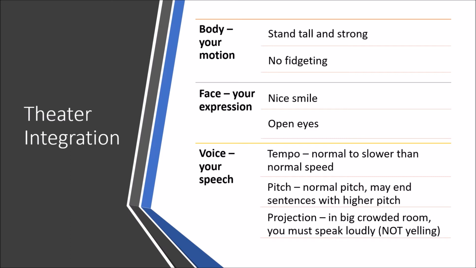Voice has three main components: tempo, pitch, and projection. Tempo is the speed at which you are talking. During an elevator pitch, you'll want to talk at a normal speed or even slower than normal to make sure the audience will be able to understand you. Pitch is the highness or lowness of your voice. During an elevator pitch, you want to talk at your normal pitch.